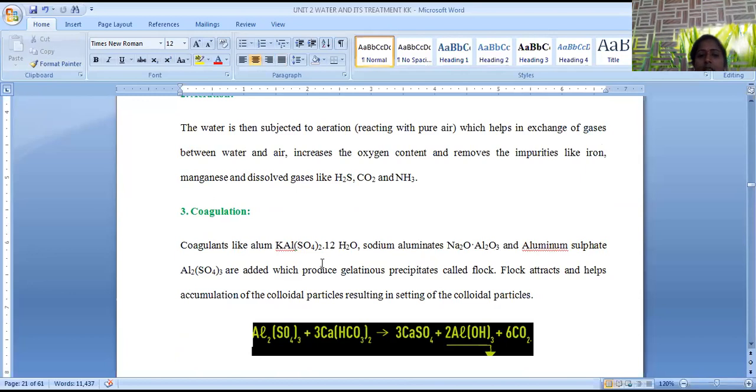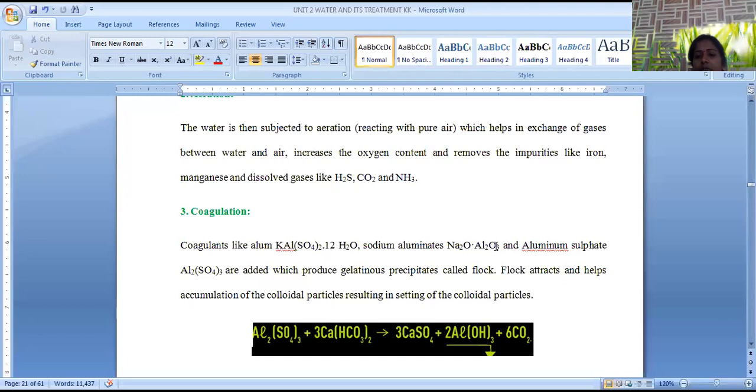Coagulation is nothing but this: any semi-solid impurities or colloidal sized impurities present in the water may not be precipitated by natural gravitational force. In that condition, we need to add coagulating agents, or chemical substances which enhance the rate of the coagulation process. Some of the coagulating agents are alums. Alum is nothing but potassium aluminium sulfate 12H2O, and sodium aluminate is another coagulating agent.